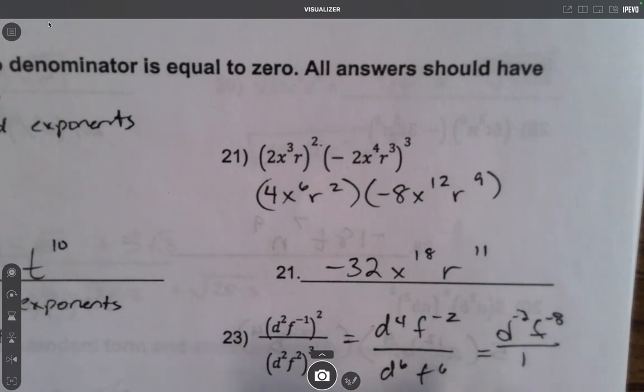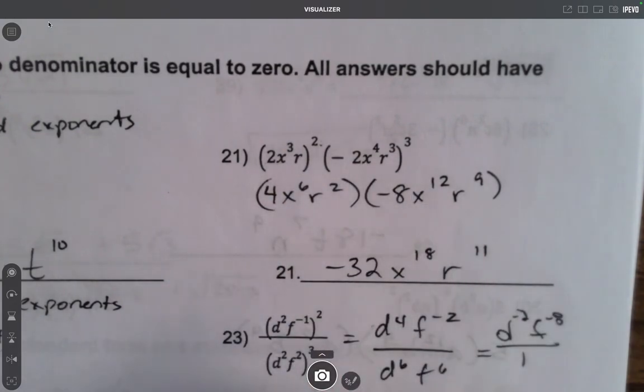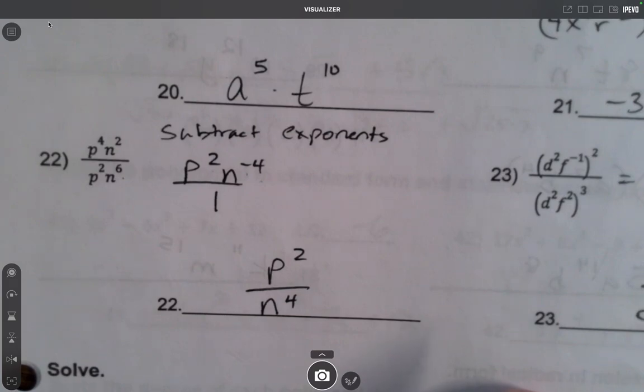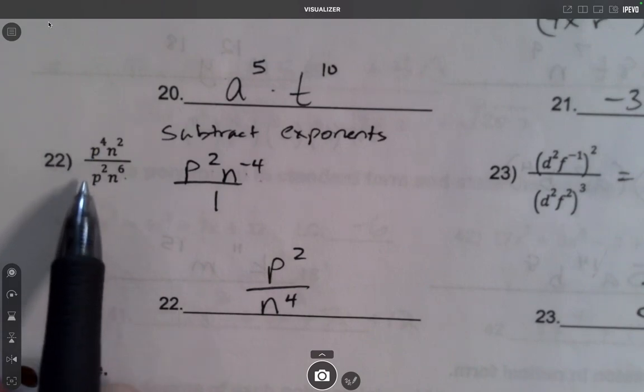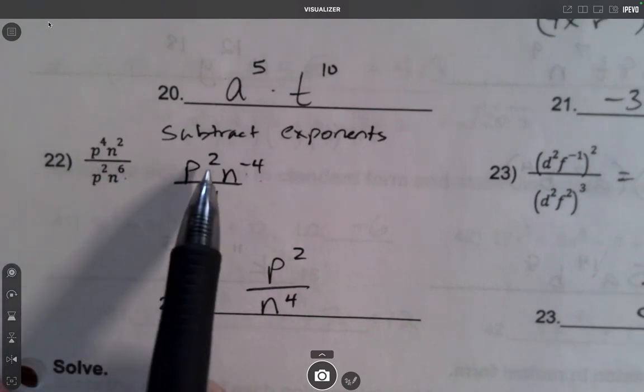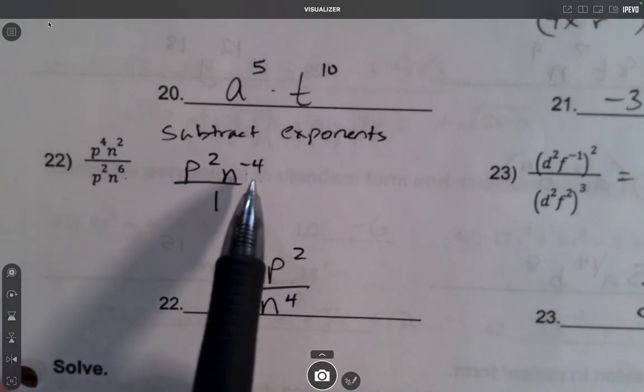So we've talked about what to do when you're multiplying. You have to add the exponents. When you have an exponent raised to an exponent, you multiply them. When you divide, you subtract the exponents. So my first step here would be to say, okay, let's look at the p's. 4 minus 2 is 2. 2 minus 6 is negative 4 for the n's.